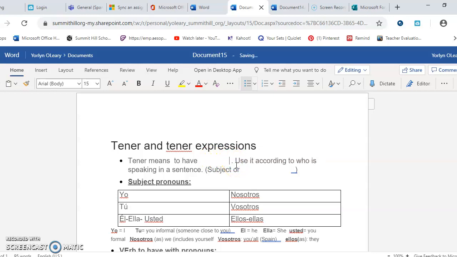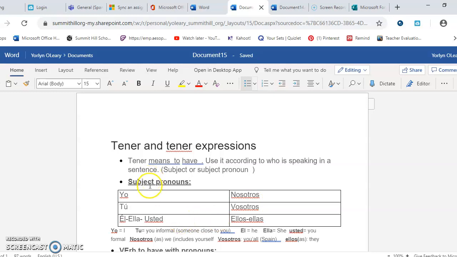We're gonna use it according to who is speaking in a sentence, and in that case, the person speaking in a sentence will be the name of a person, of a group of people, right? That will be called the subject. However, it is also called a subject pronoun. So I'm gonna put it right here, subject pronoun. So right in there we have this information, and then we have all the subject pronouns right in here.